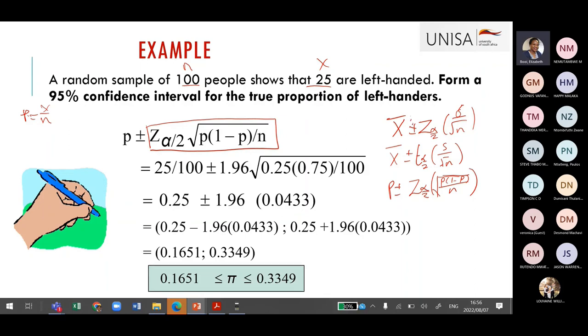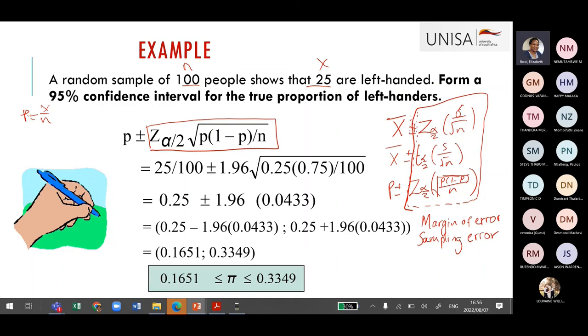So all this, everything here, is what we're going to be calling the margin of error, or we can also refer to it as the sampling error. So that calculates the margin of error or the sampling error. So if in the question or in the assignment they ask you to calculate or find the margin of error, they're asking you to calculate that.